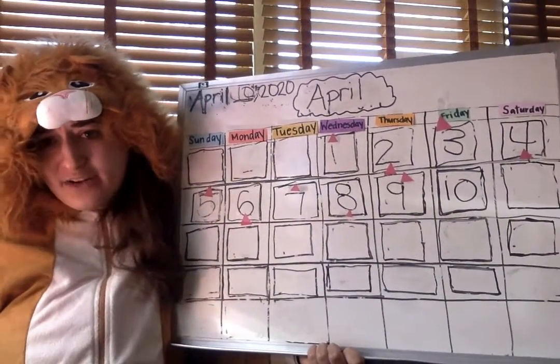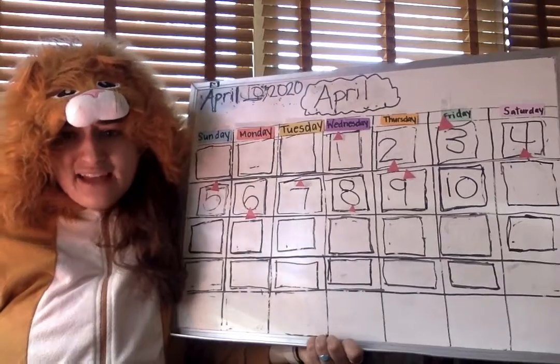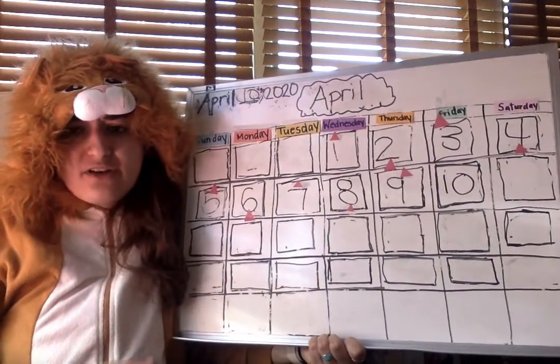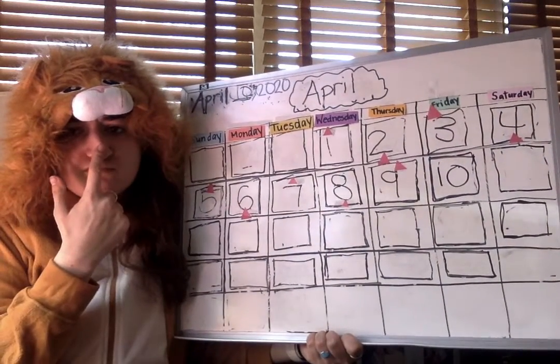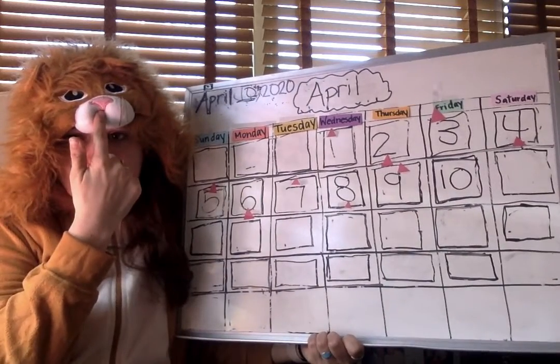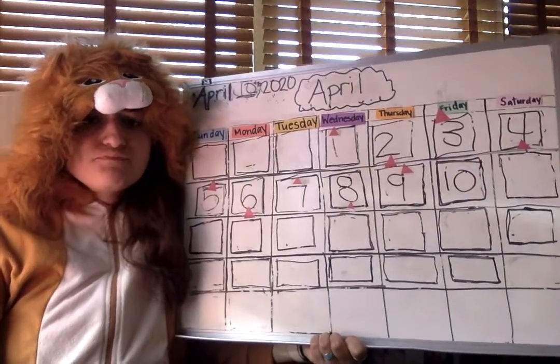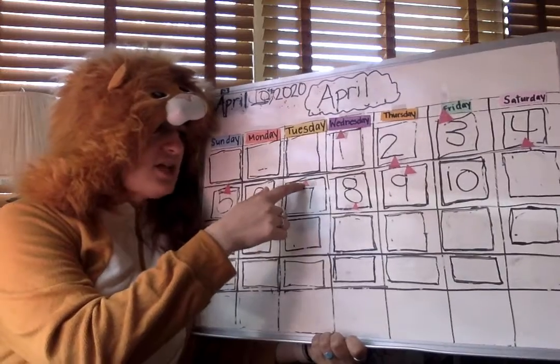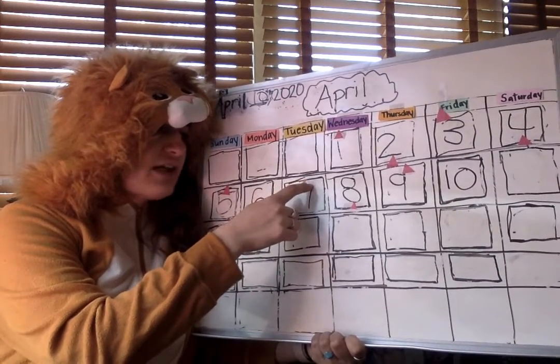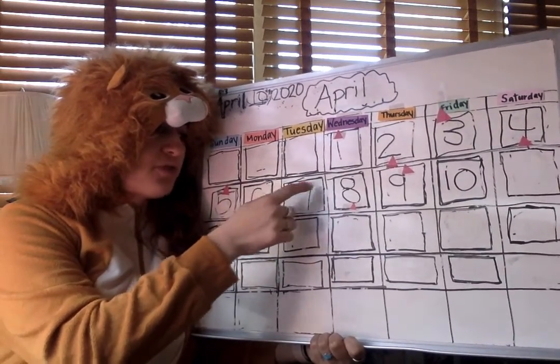But I see a pattern in my calendar. Put a finger on your nose if you see a pattern on your calendar. Even Lion's putting a finger on his nose. Friends, I see there's a shape, and this is a triangle, and I know it's a triangle because it has 1, 2, 3 sides.